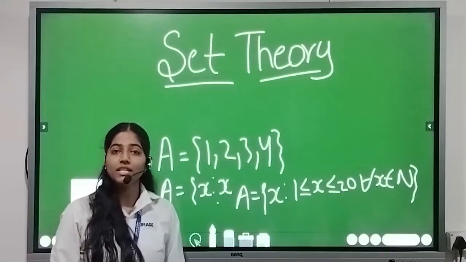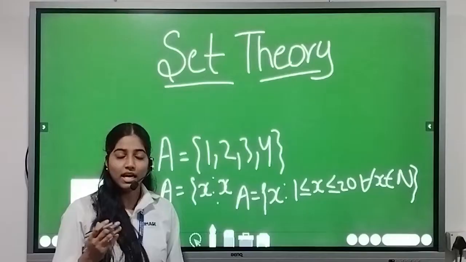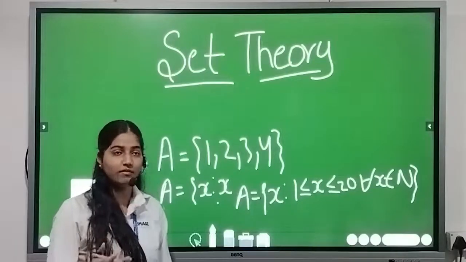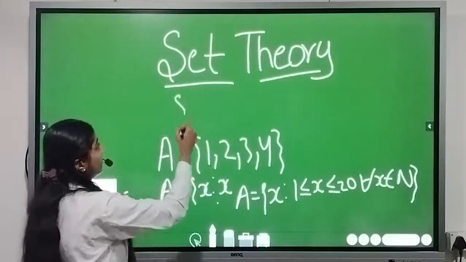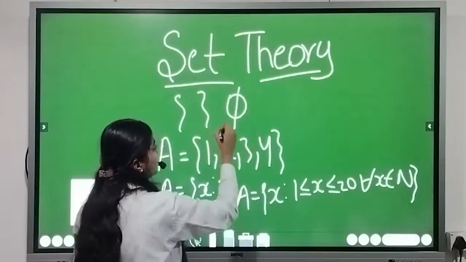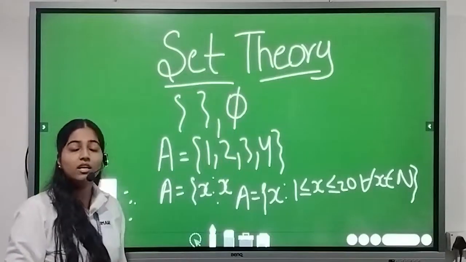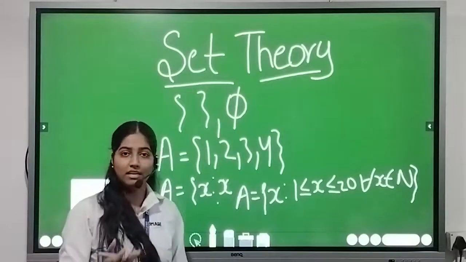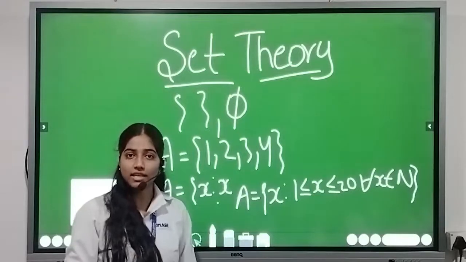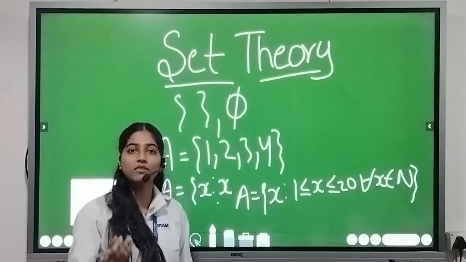Empty set. As the name suggests, empty sets are sets in which there is no element, and we represent an empty set by φ or by empty curly brackets. These are the ways we can represent an empty set. Non-empty set: if there are elements present in a set, for example {1, 2, 3, 4}. Singleton set: any set is called a singleton set if it has one element.